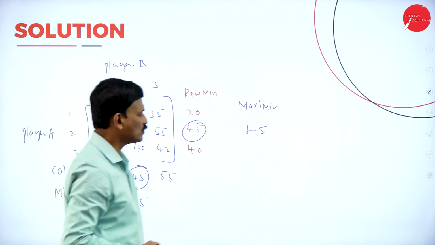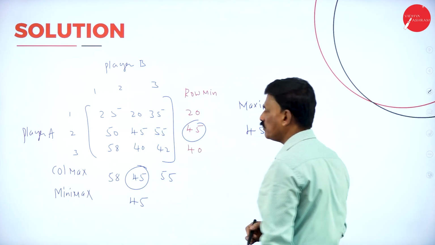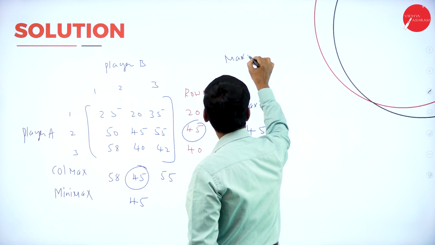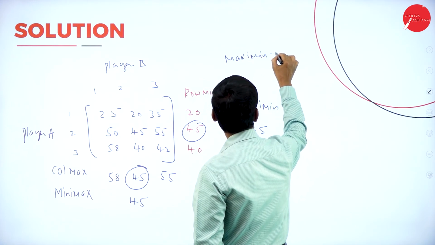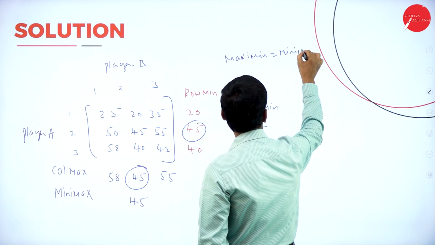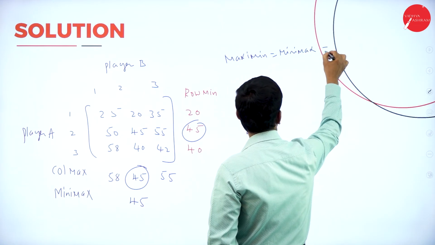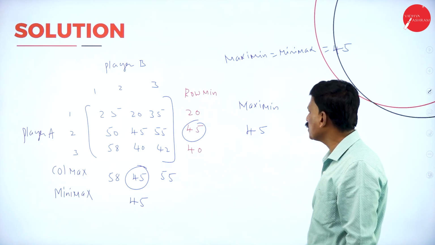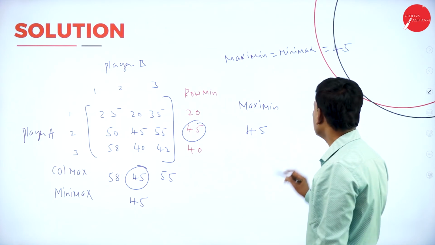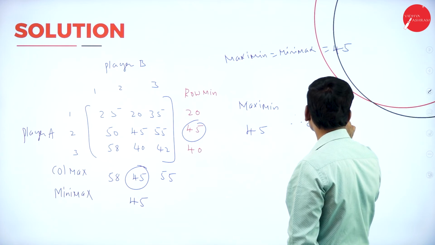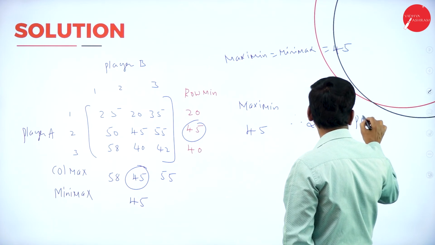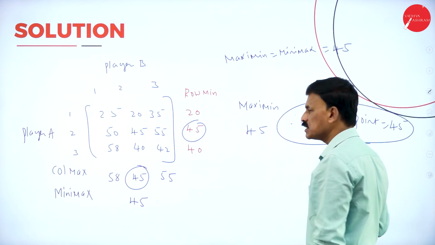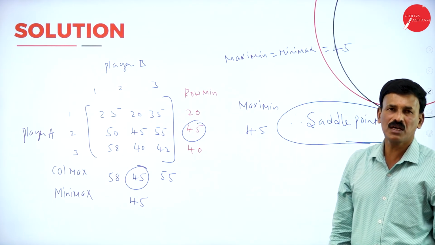See here the difference between maximin and minimax. Maximin is equal to 45, minimax is also equal to 45. Therefore, this is called the saddle point. The saddle point is equal to 45. This is the value of the game.